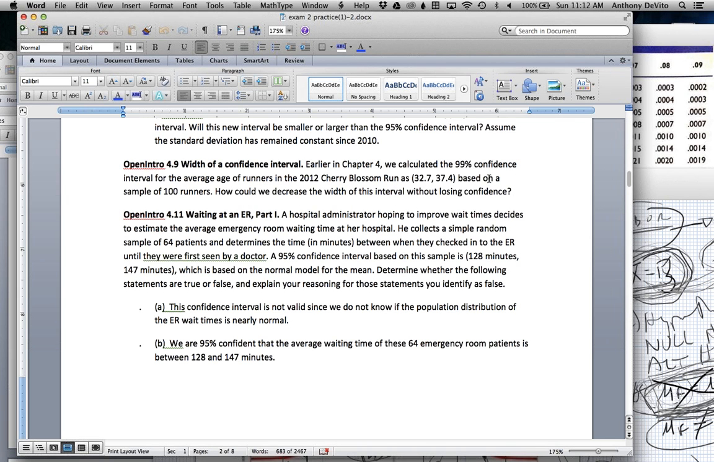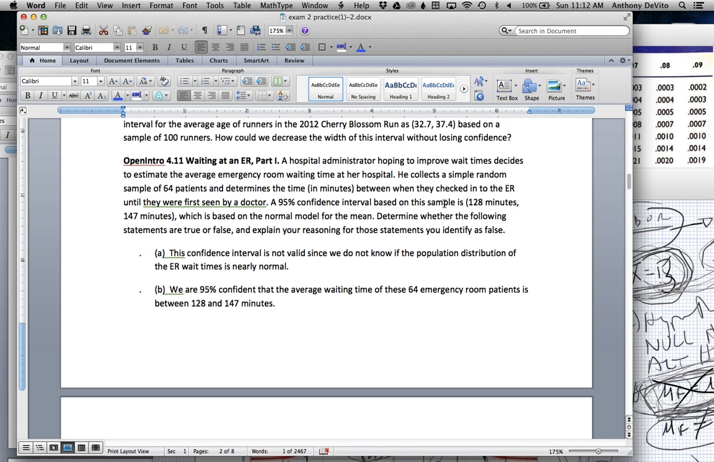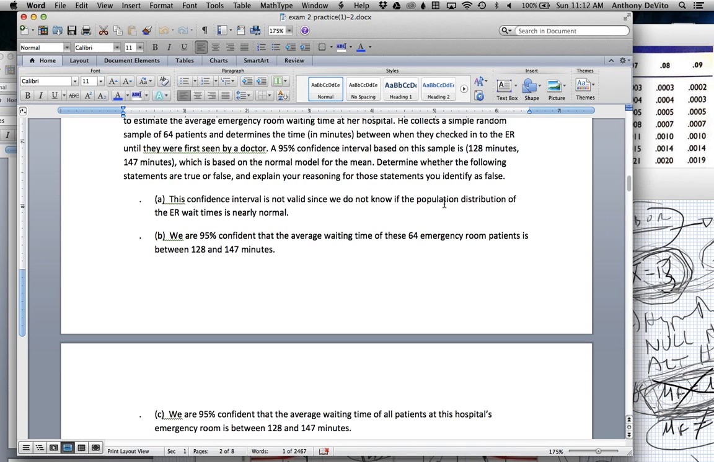So instead of Z changing, Z would still be 2.58 for a 99% confidence interval. Instead, the sample size would change, and that would mean the standard error would be smaller. Standard error smaller times the same Z is going to be a smaller margin of error, so it'd be a narrower range.